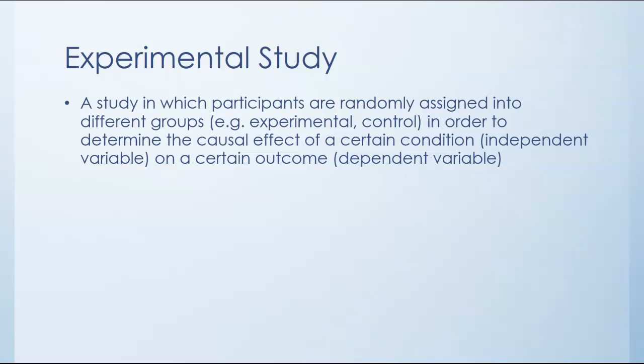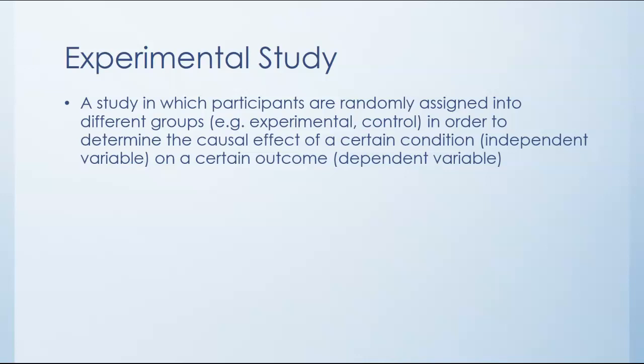An experimental study is a study in which participants are randomly assigned to different groups, i.e. the experimental and control. By the way, we can have more than one experimental group when we are doing a study. If we're looking at some type of medication and we have two different versions of it, we might have two different experimental groups and still the one control group. Anyway, in order to determine the causal effect of a certain condition, we call our independent variable, on a certain outcome, we call our dependent variable. And we're going to talk more about these variables and give you some definitions here in just a second.